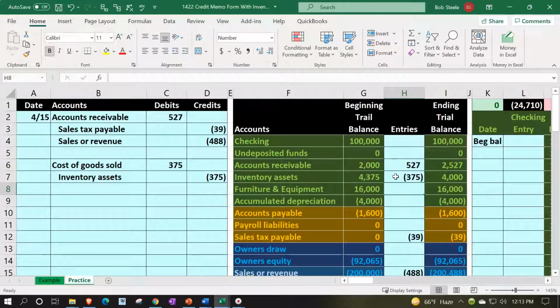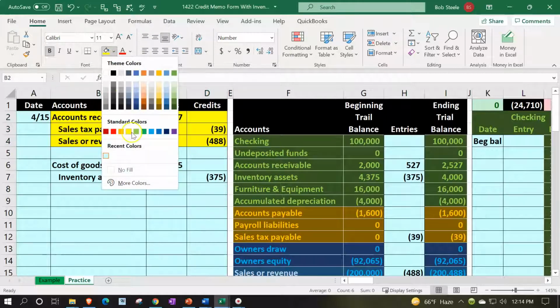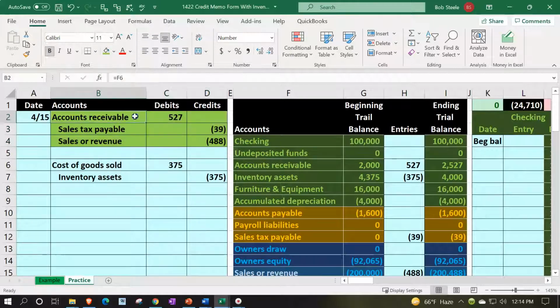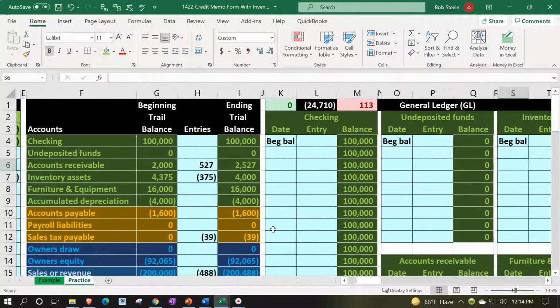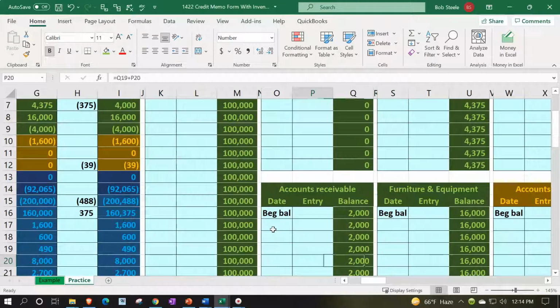Let's go ahead and record this out onto the general ledger now. I'm going to highlight the first half, making it green so I can focus my eyeballs on it. So here's going to be the accounts receivable. That's the third account down. The GL in the same order. So we're going to go over to the AR accounts receivable.